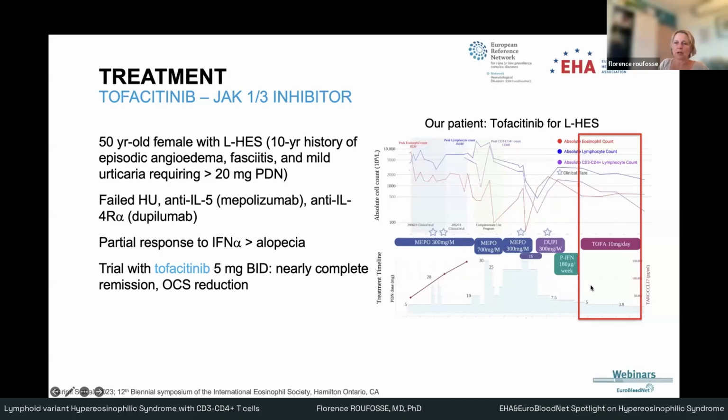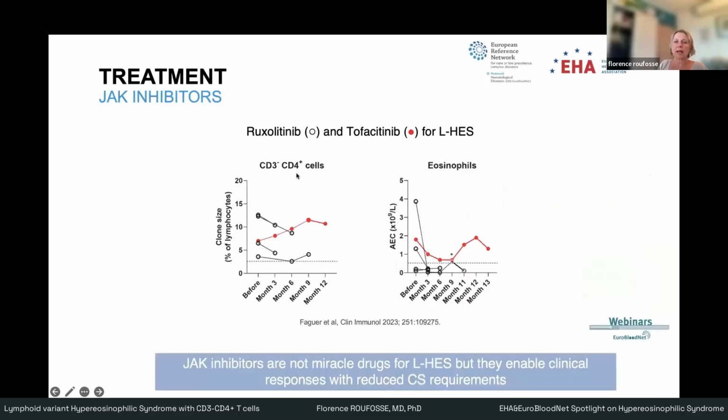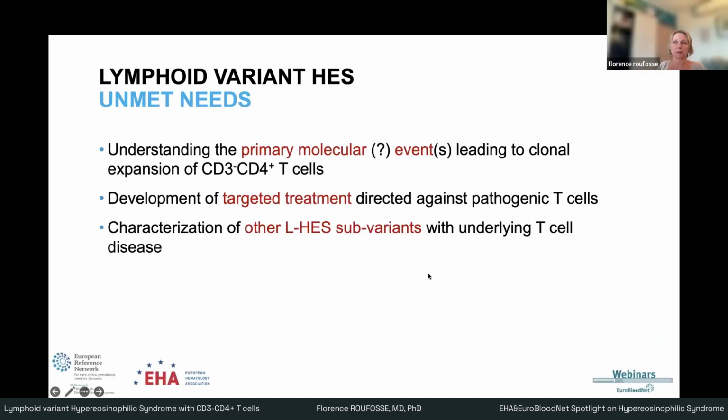And most importantly, she was able to decrease considerably her background corticosteroid therapy. But as you can see here, unfortunately, her abnormal T cell counts were grossly unchanged throughout treatment with tofacitinib. And this has been confirmed by others. These are the abnormal CD3 negative, CD4 positive T cell counts from a French study showing that their levels do not change with JAK inhibitors. In this study, most patients were receiving ruxolitinib, except for this one in red, it was also tofacitinib. So this is not a miracle drug, but it certainly enables corticosteroid treatment in some patients with hypereosinophilic syndrome of the lymphoid variant, and will certainly have a good impact on blood eosinophil counts in these patients.